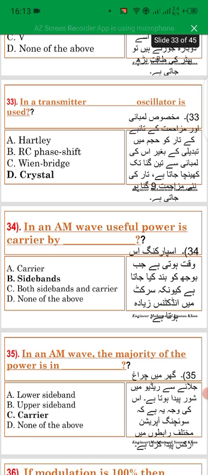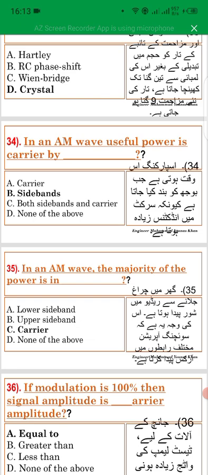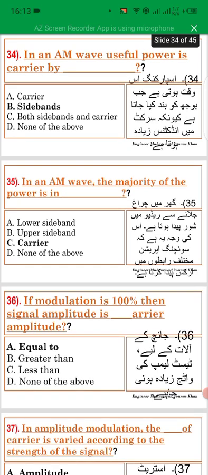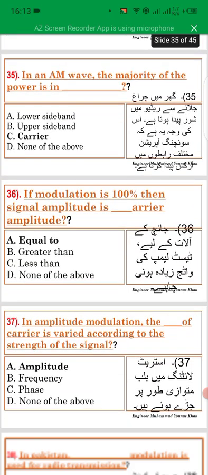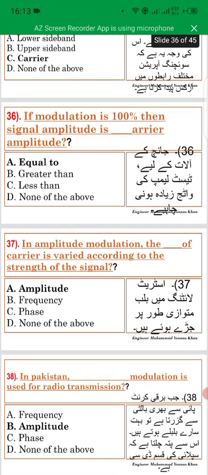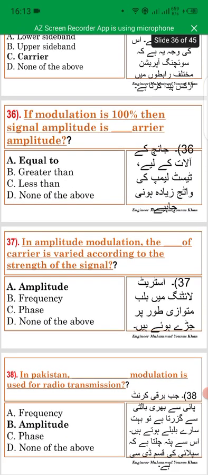In a transmitter, a crystal oscillator is used. In an amplitude modulated wave, useful power is carried by the sidebands. In an amplitude modulated wave, the majority of the power is in the carrier. If the modulation is 100 percent, then signal amplitude is equal to carrier amplitude. In amplitude modulation, the amplitude of the carrier is varied according to the strength of the signal.